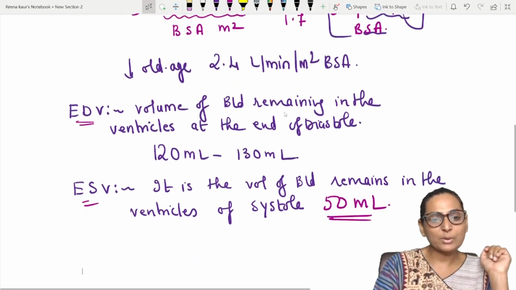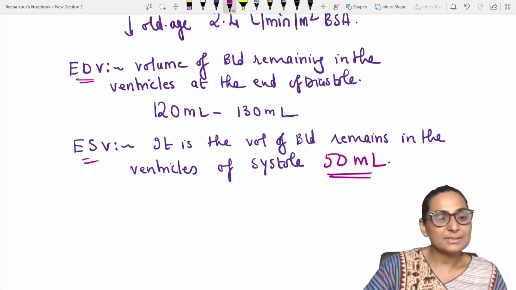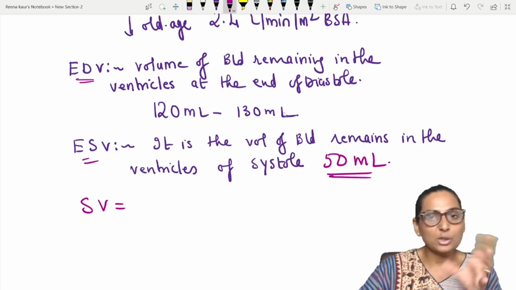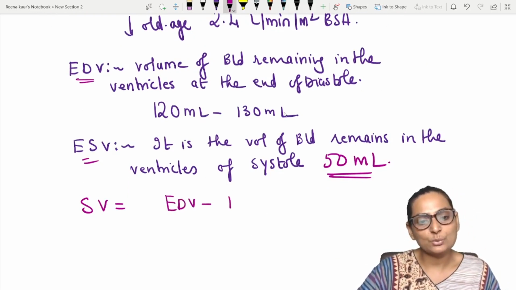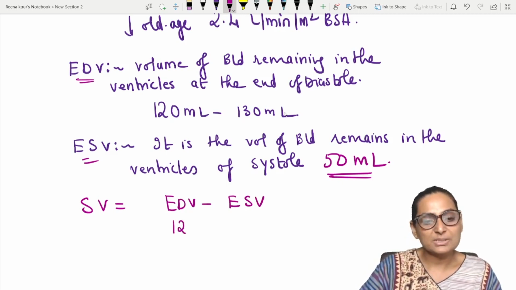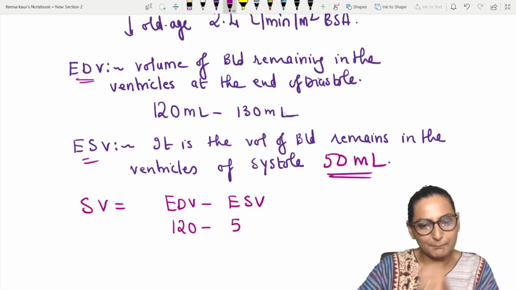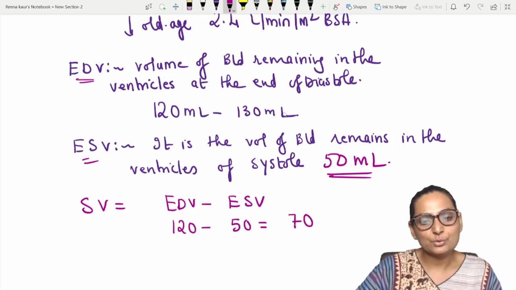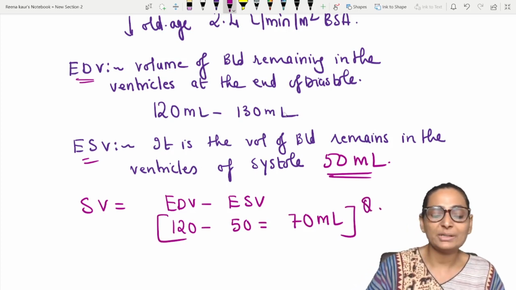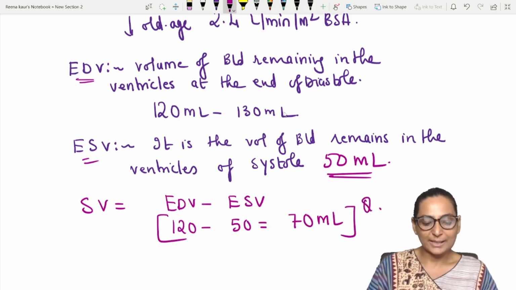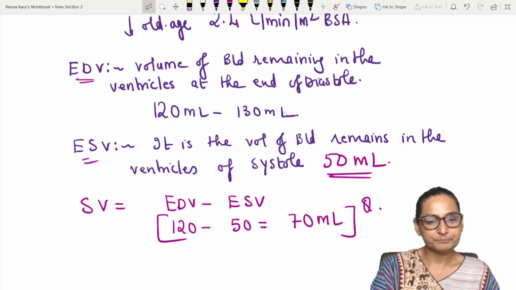Now the next important thing is what is stroke volume. We have seen you can calculate stroke volume as end diastolic volume minus end systolic volume. So suppose this is 120 minus 50, so your stroke volume will come to 70 ml. Again a very important calculation based question or calculation based MCQ to you.